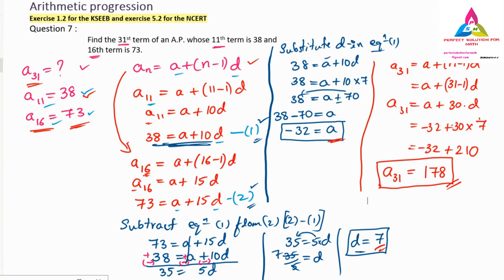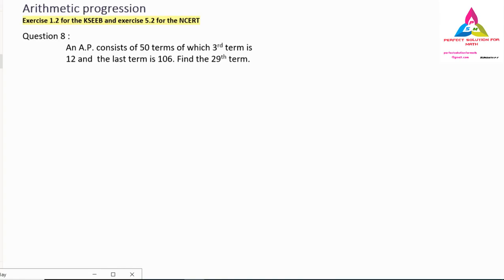So the 31st term they have asked, A31, you have to substitute and find that answer. Okay, now we will come to the eighth question. In the eighth question, they have given the statement: an AP consists of 50 terms, of which the third term is 12 and the last term is 106. Find the 29th term.